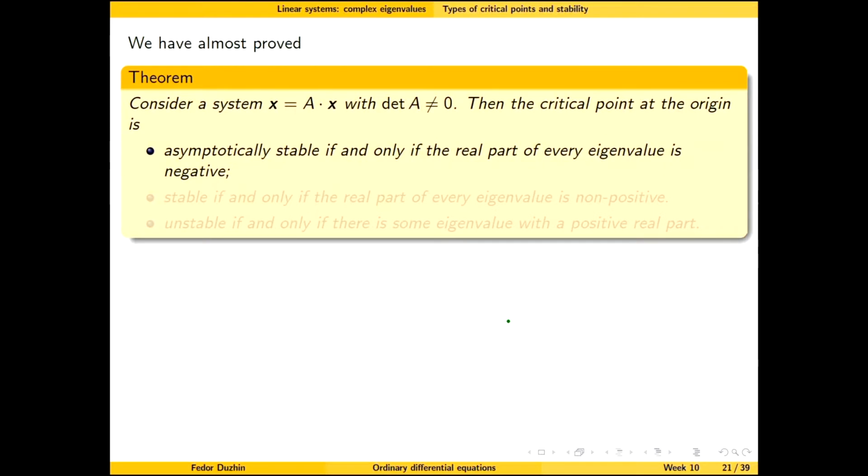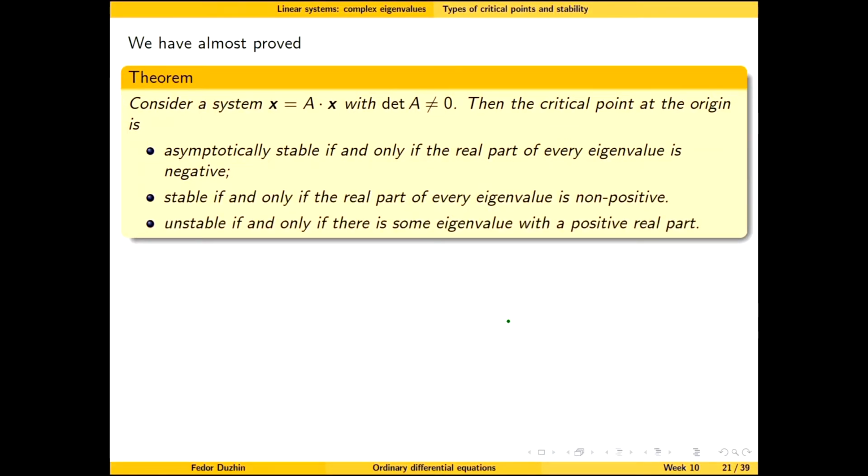If we have a linear system with constant matrix of coefficients A, then the critical point at the origin is asymptotically stable if and only if the real part of every eigenvalue is negative, stable if it is non-positive, and unstable if at least one eigenvalue has a positive real part.